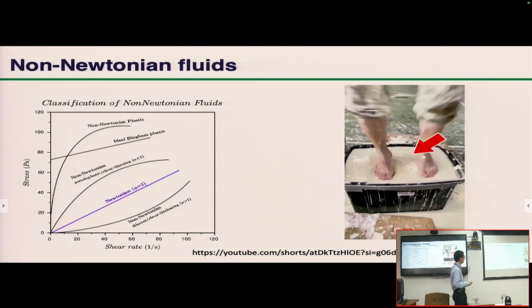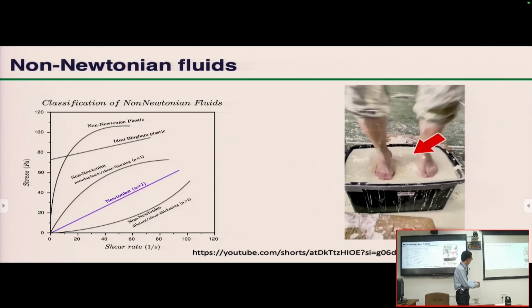Okay. You have other materials. One that is interesting is shear thinning, which as you shear faster, the slope goes down, right? If you look at this, the slope is smaller. And the opposite of that is a shear thickening fluid. As you shear faster, the viscosity goes up. Yeah. So that's interesting.